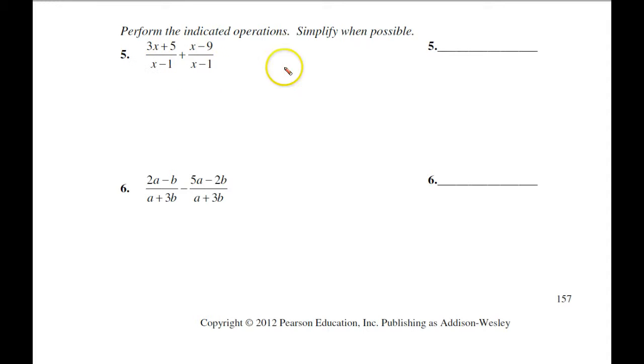Here we have the denominators are the same. So I'll put the x minus 1 right there. Now we just group like terms over it, which gives us a 4x minus 4. But notice we have to simplify if possible. So here we could take out a 4 and we get x minus 1. And in a sense, we could take out an x minus 1 from that. So we now have common factors. So our answer then is 4.